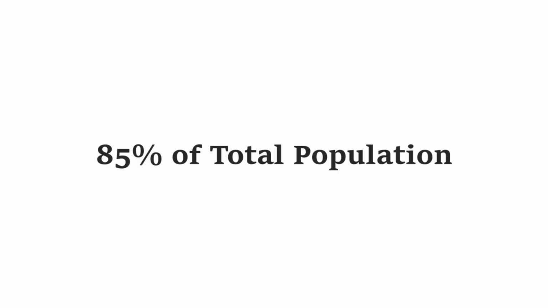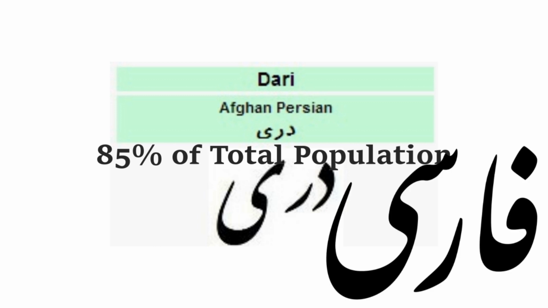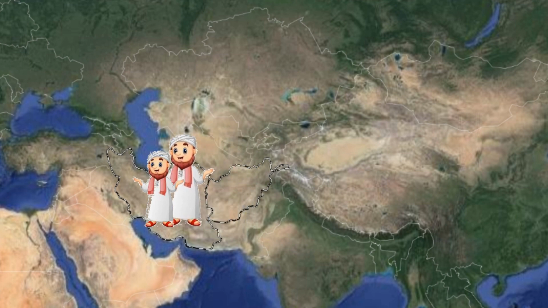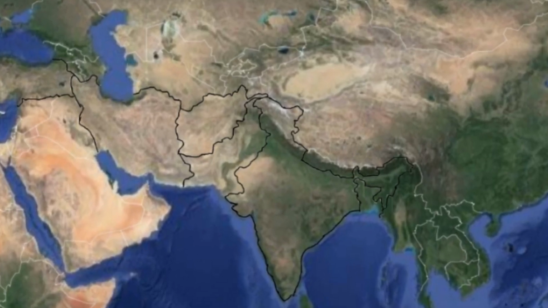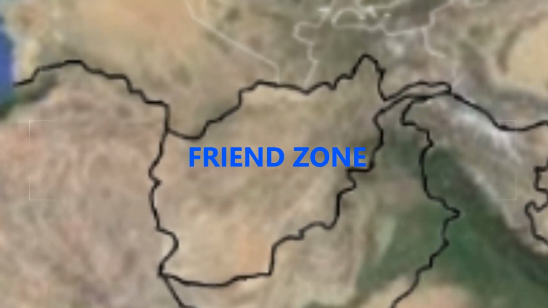But the interesting thing is that the majority of them, about 85% of them, including the Pashtuns, speak a language called Dari. Dari is actually a dialect of Farsi, which is a Persian language. This means someone who is fluent in Dari can travel to Iran and live there without having any trouble communicating. We have come to the final segment of this video, the friendly side of Afghanistan.